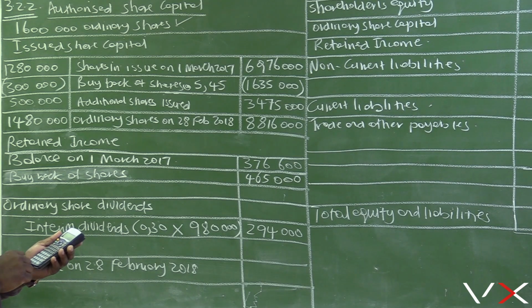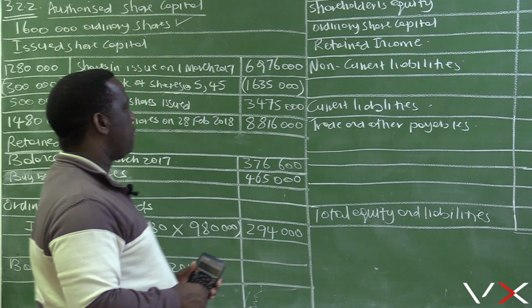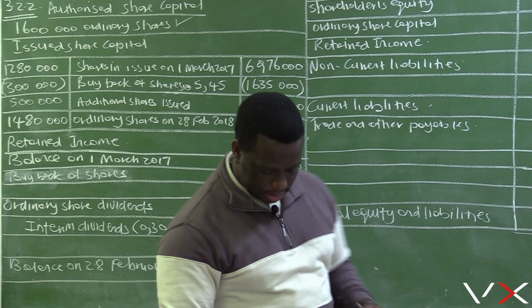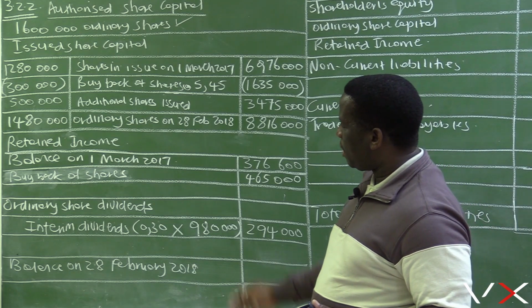So if you say 6,976,000 minus 1,635,000 plus 3,475,000, you should be able to get 8,816,000. So this 3,475,000 and the 500,000 are balancing figures. So we are done with this issued share capital note.